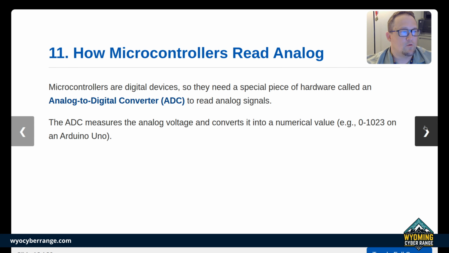Now, when we're talking about analog signals themselves, the devices that we're using, the Arduino boards, the ESP32 boards, they don't know how to handle an analog signal. So they use what they call an ADC, an analog to digital converter. It will read in an analog signal and convert it to a digital signal. Now this analog signal will always come in between 0 and 1023. That's the value that it will come in as.